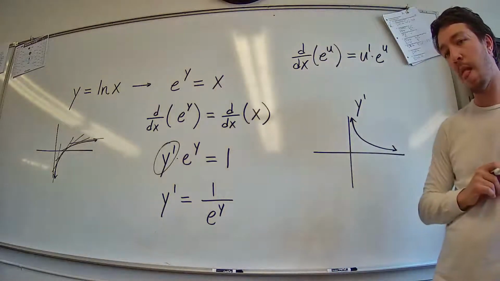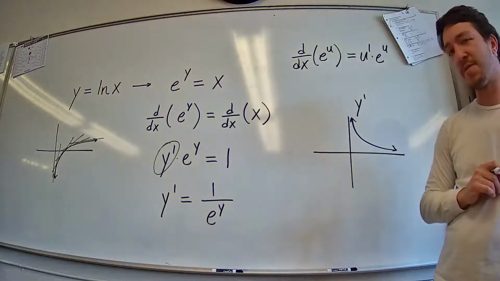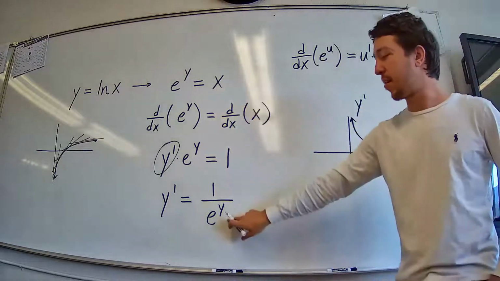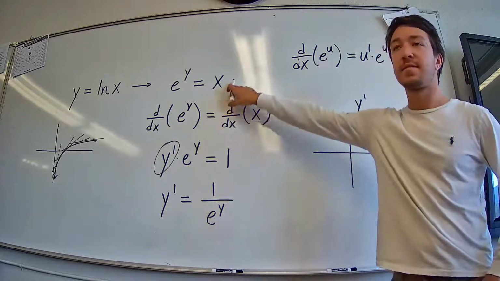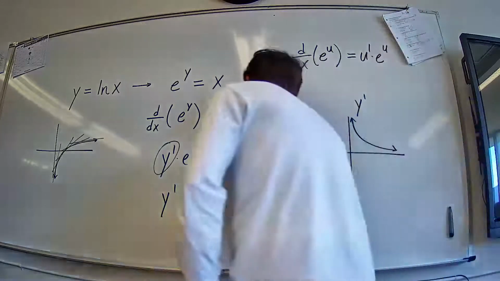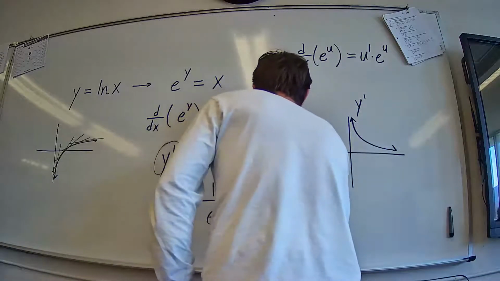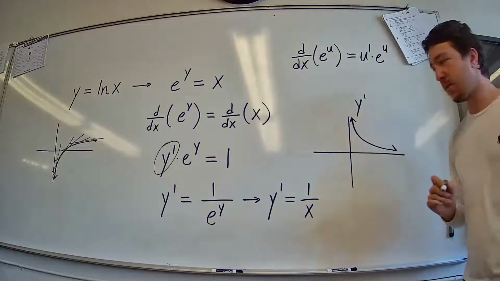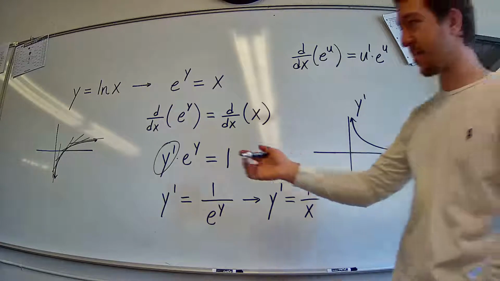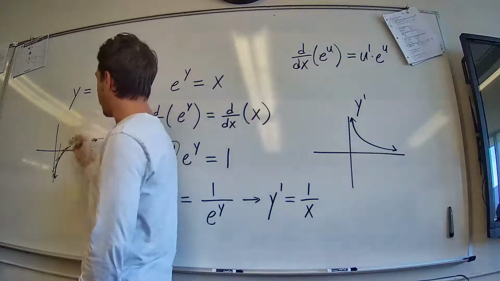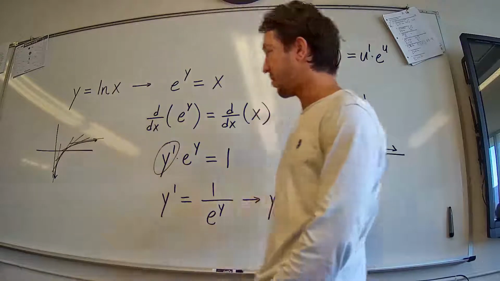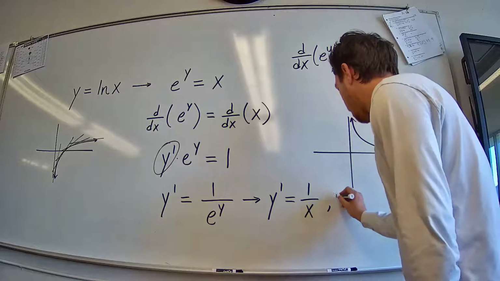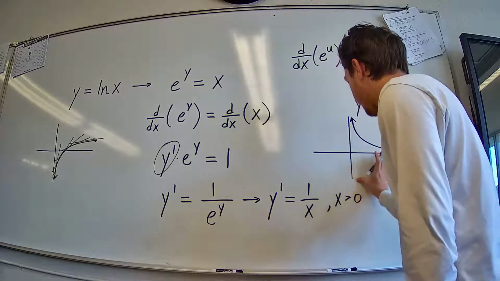Make sense? And then, do you see it's 1 over e to the y? You're like, wait, e to the y is x, right? Okay, so therefore, y prime is equal to 1 over x. Although, if you want to be technical, you'd go, well, wait a second. This function doesn't even have a derivative for negative x values. So if I want to be really precise, I'd say, well, it's the 1 over x function that only accepts positive numbers.